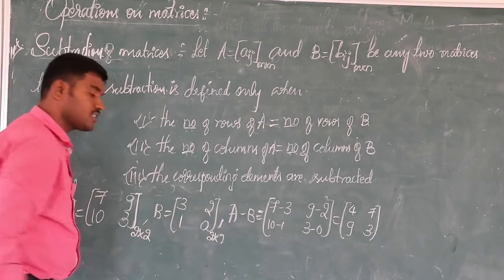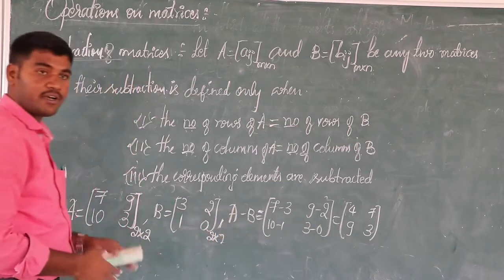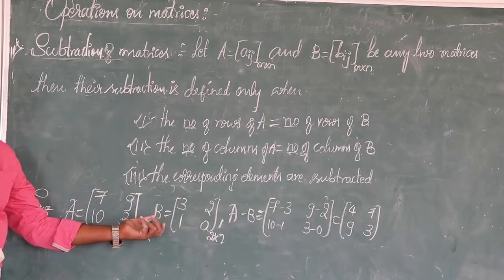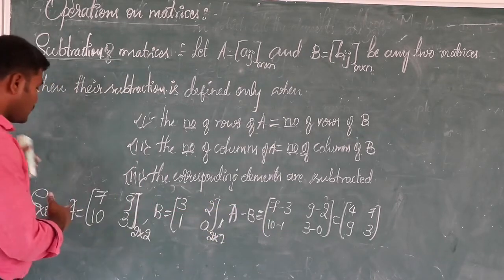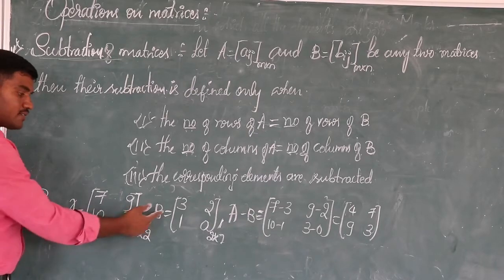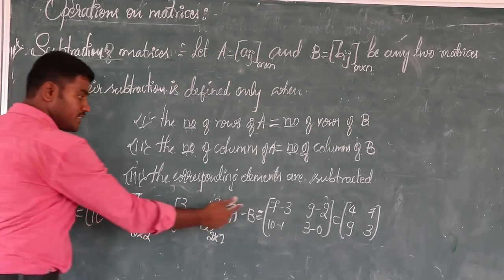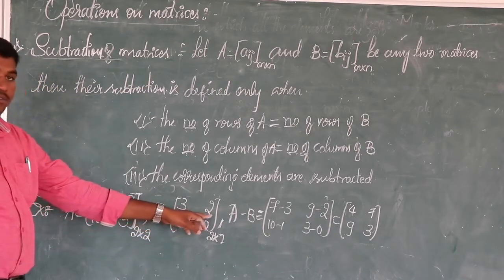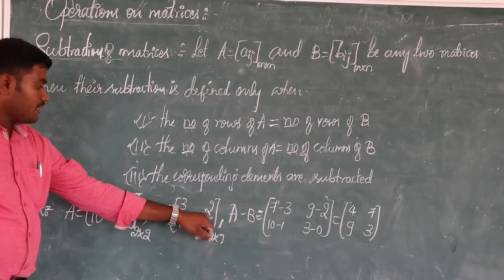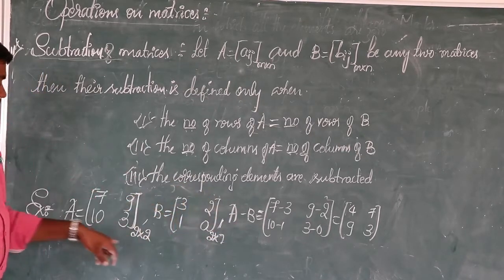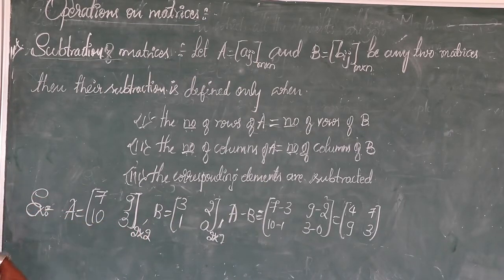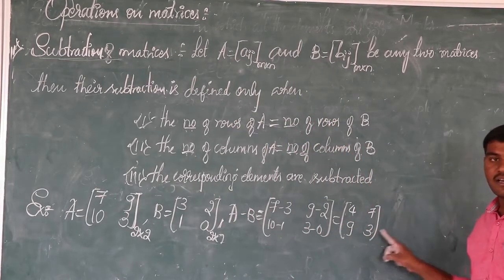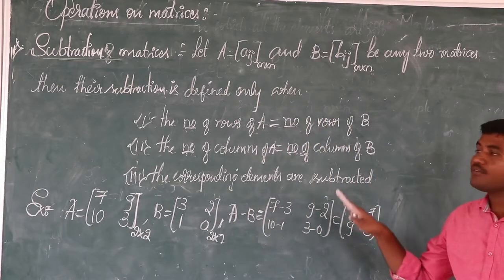Now the subtraction is given by A minus B, that is, the corresponding elements of matrix B are subtracted from matrix A. So the first row first element of matrix A minus the first row first element of matrix B, that is 7 minus 3. Similarly, the first row second element of matrix A minus the first row second element of matrix B, that is 9 minus 2. Like that for the second row elements. Then the resultant matrix is 4, 7 and 9, 3. This is all about subtraction of matrices.